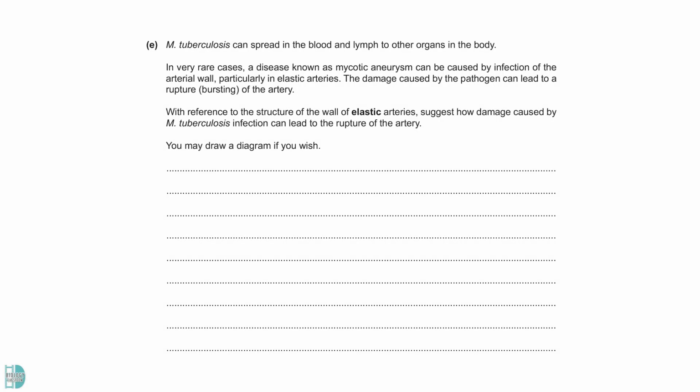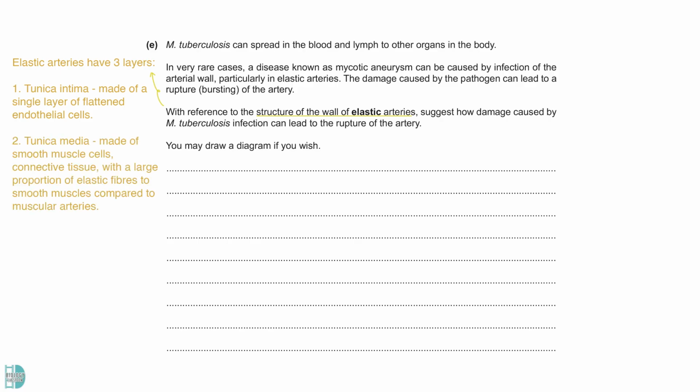E. With reference to the structure of the wall of elastic arteries, suggest how damage caused by Mycobacterium tuberculosis infection can lead to the rupture of the artery. Elastic arteries have 3 layers: tunica intima, made of a single layer of flattened endothelial cells; tunica media, made of smooth muscle cells and connective tissue, with a large proportion of elastic fiber to smooth muscles compared to muscular arteries; tunica adventitia, the outer layer that contains collagen fibers and elastic tissue.